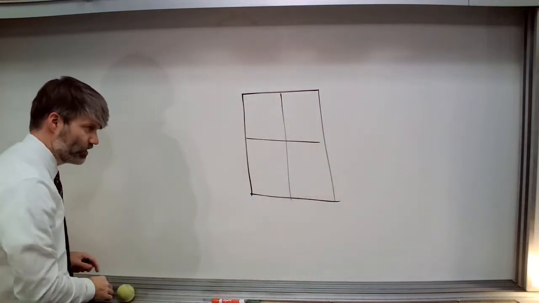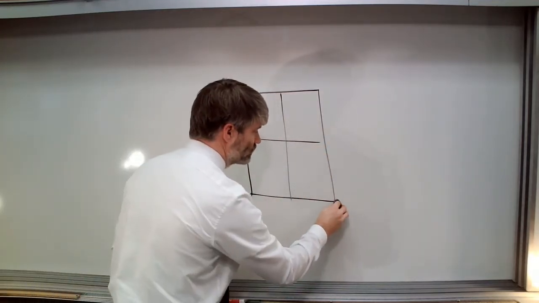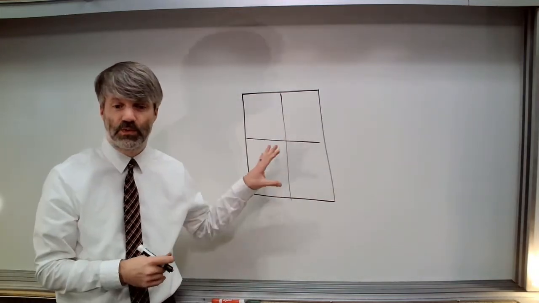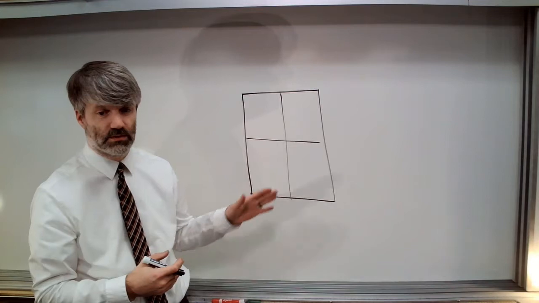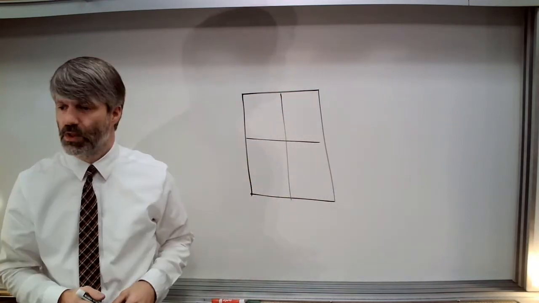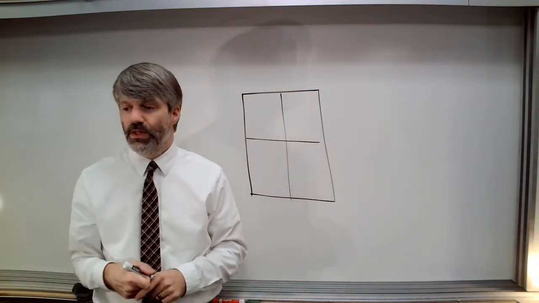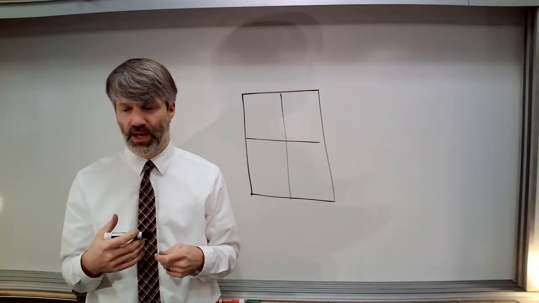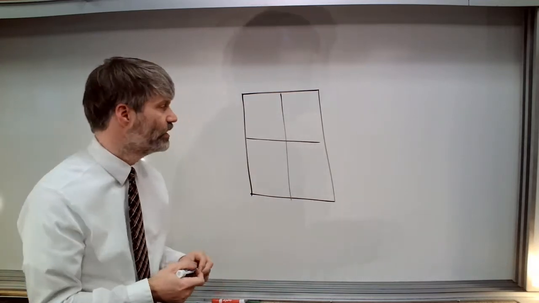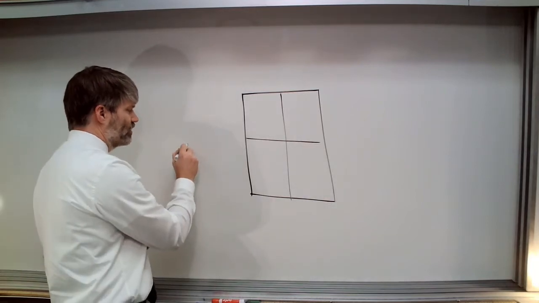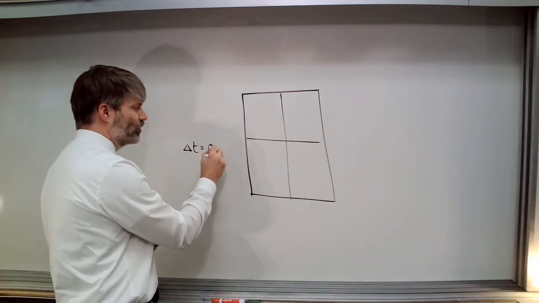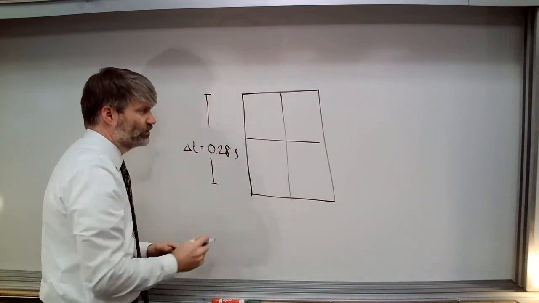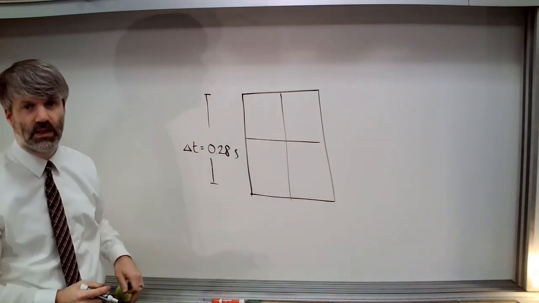Alright, so we've got our window. Okay, so here's what we know about it. The stone takes 0.28 seconds to travel past this window. Right? So we have a time. Delta t is 0.28 seconds to travel this length.